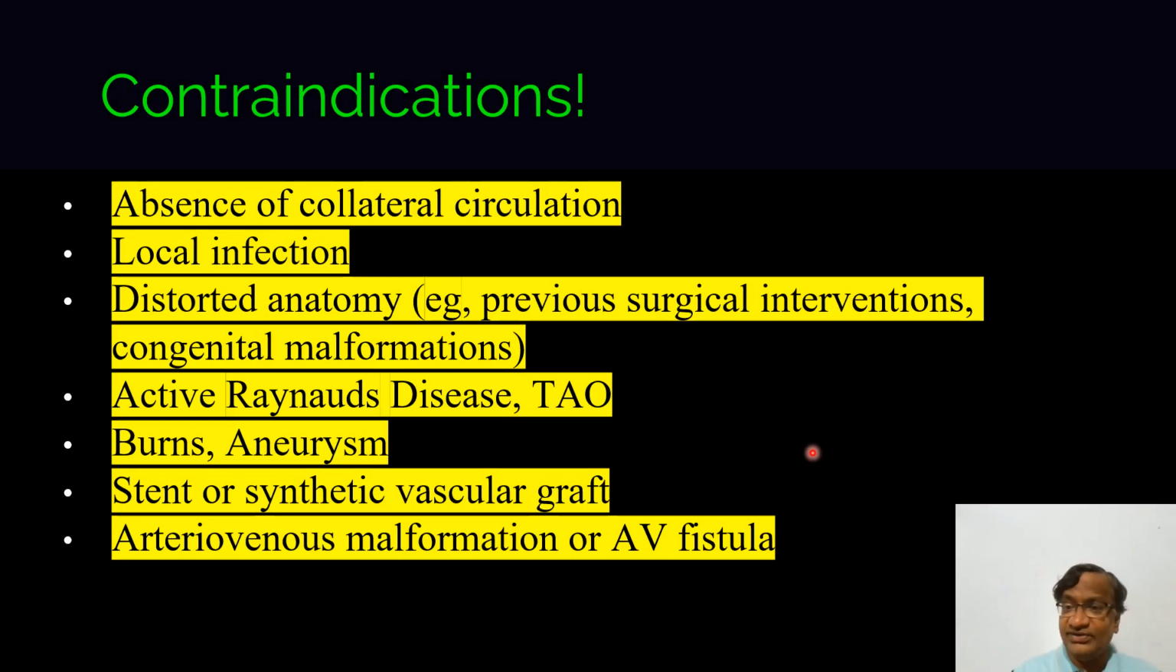While when you should not cannulate, it is very important. What are the contraindications? Absence of collateral circulation, local infection, distorted anatomy, active Raynaud's disease, burns, aneurysms, a stent here, vascular graft, AV malformations, or a renal AV fistula put for CRF. So if you don't have collateral circulation, if you have an infection, distorted anatomy, an AV graft, an aneurysm, or Raynaud's disease, all these point to contraindications of arterial cannulation.